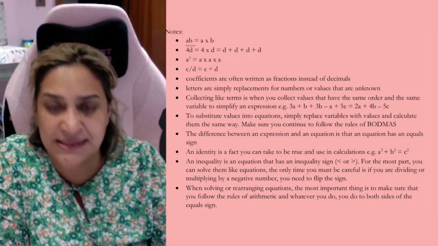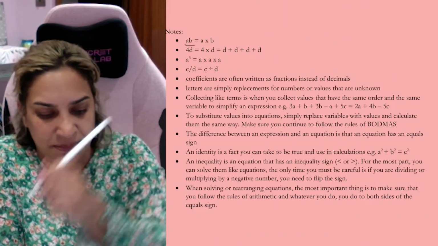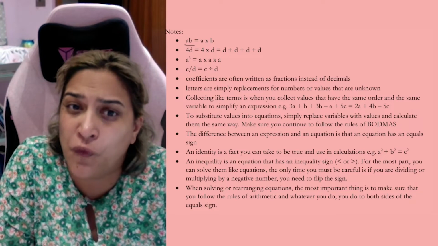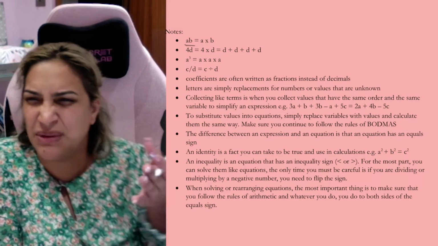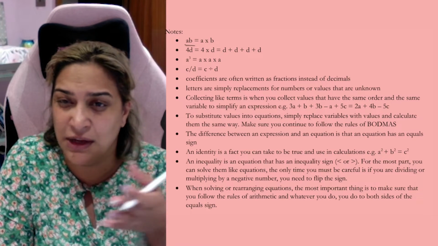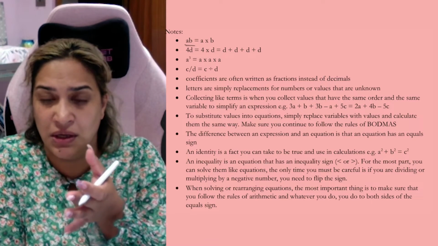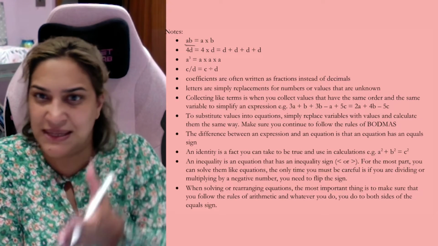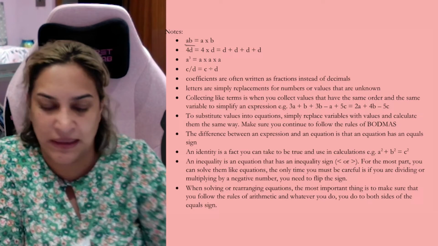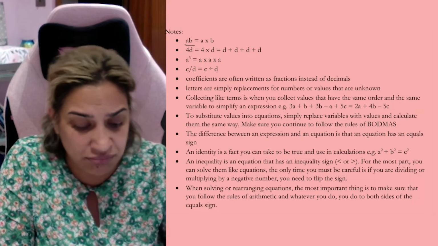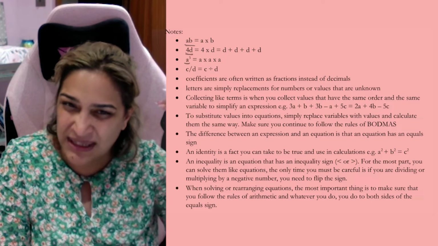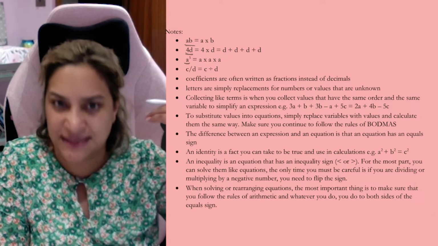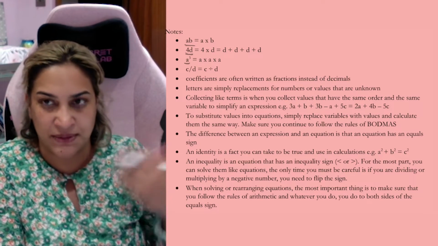Now if we have AB, that means A times B. If we've got 4D, for example, that means 4 times D. What does it mean when we have 4 times 2? It will be 4 lots of 2, right? So that's why we've got D plus D plus D plus D. You could have A squared, A cubed. Now, remember, anything to the power is that times by itself a certain number of times.